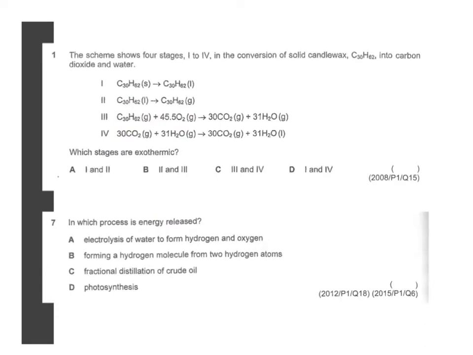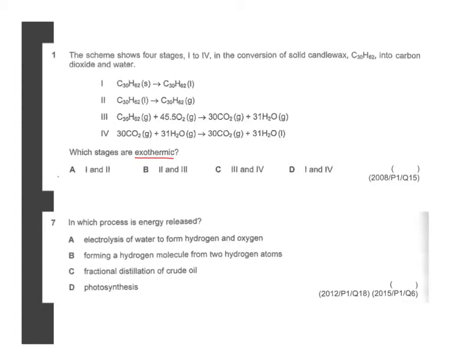Now let's try 2 more questions and see whether we can tell whether each reaction or process in each question is endothermic or exothermic. In question number 1, we are given 4 reactions or processes. They are asking you which ones are exothermic. So let's see whether, using whatever we have learned so far, we are able to tell whether each stage is endo or exo.